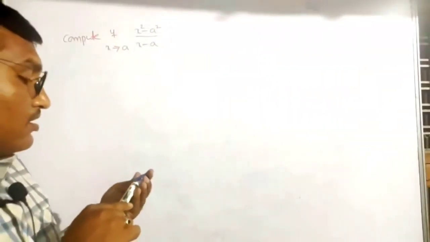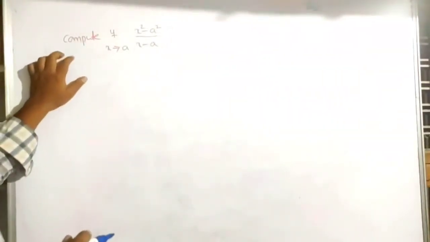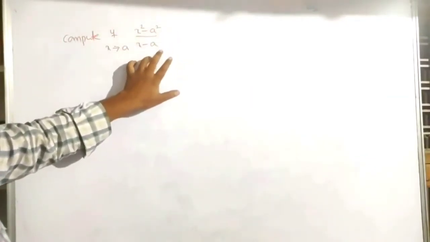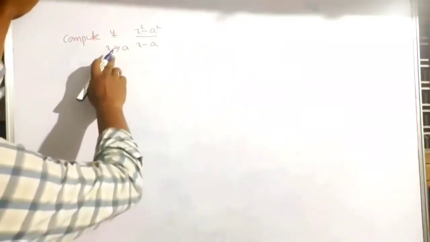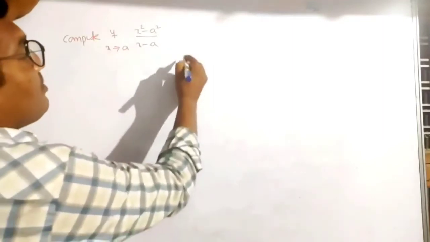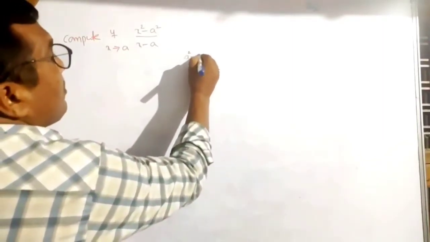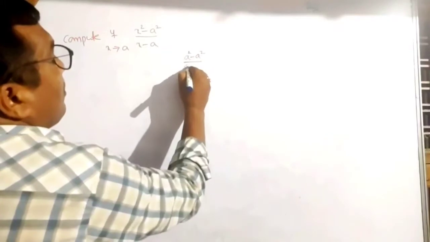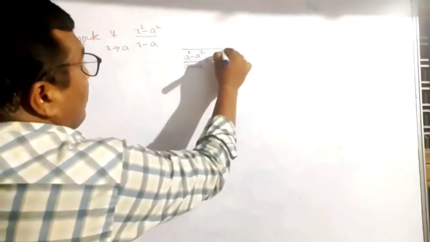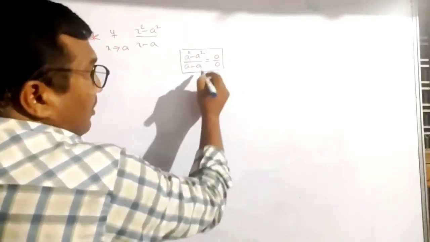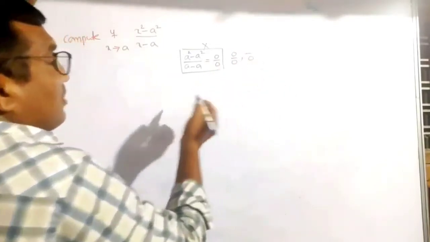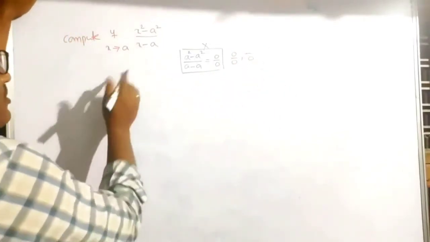So friends, next example: compute the limit as x approaches a of x square minus a square by x minus a. If you substitute the value of a in place of x, then it becomes a square minus a square by a minus a, nothing but 0 by 0. It is undefined. Therefore, you should not get this number. You should not get 0 by 0 or something by 0 like this. So for that we have to change something here.